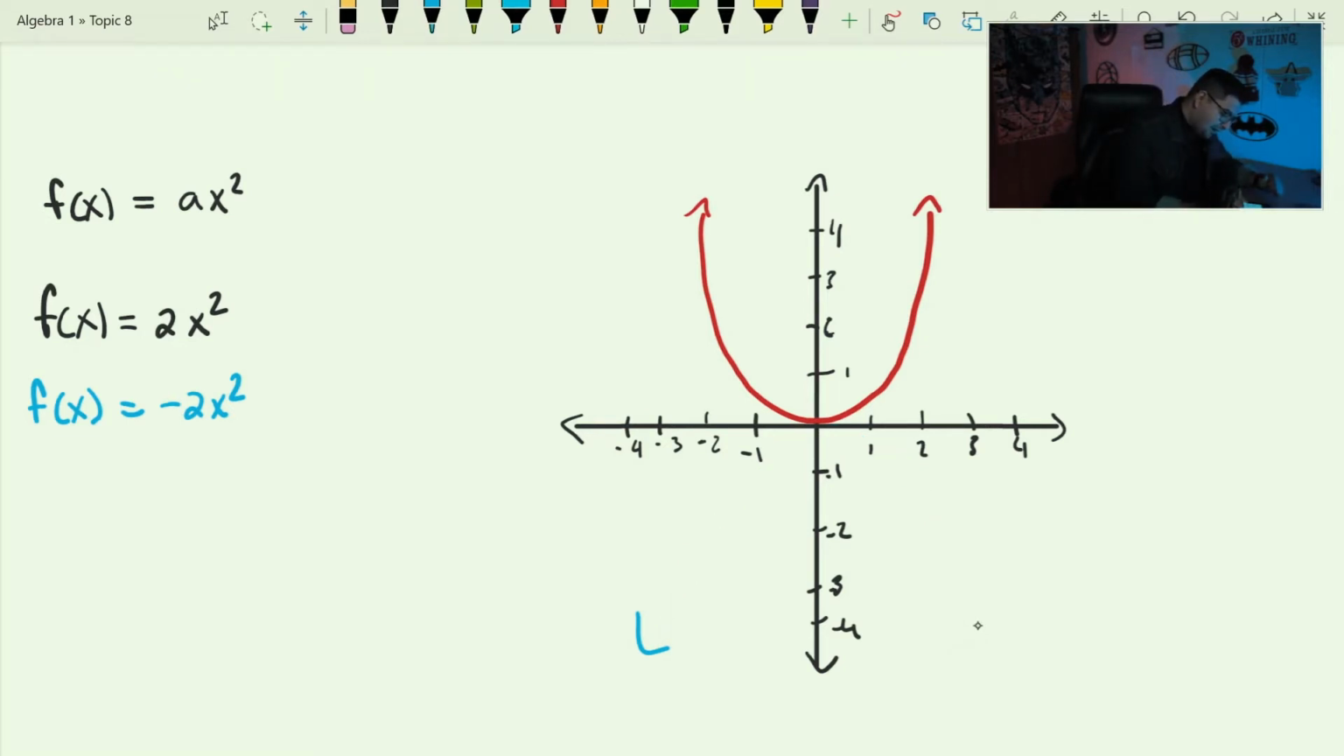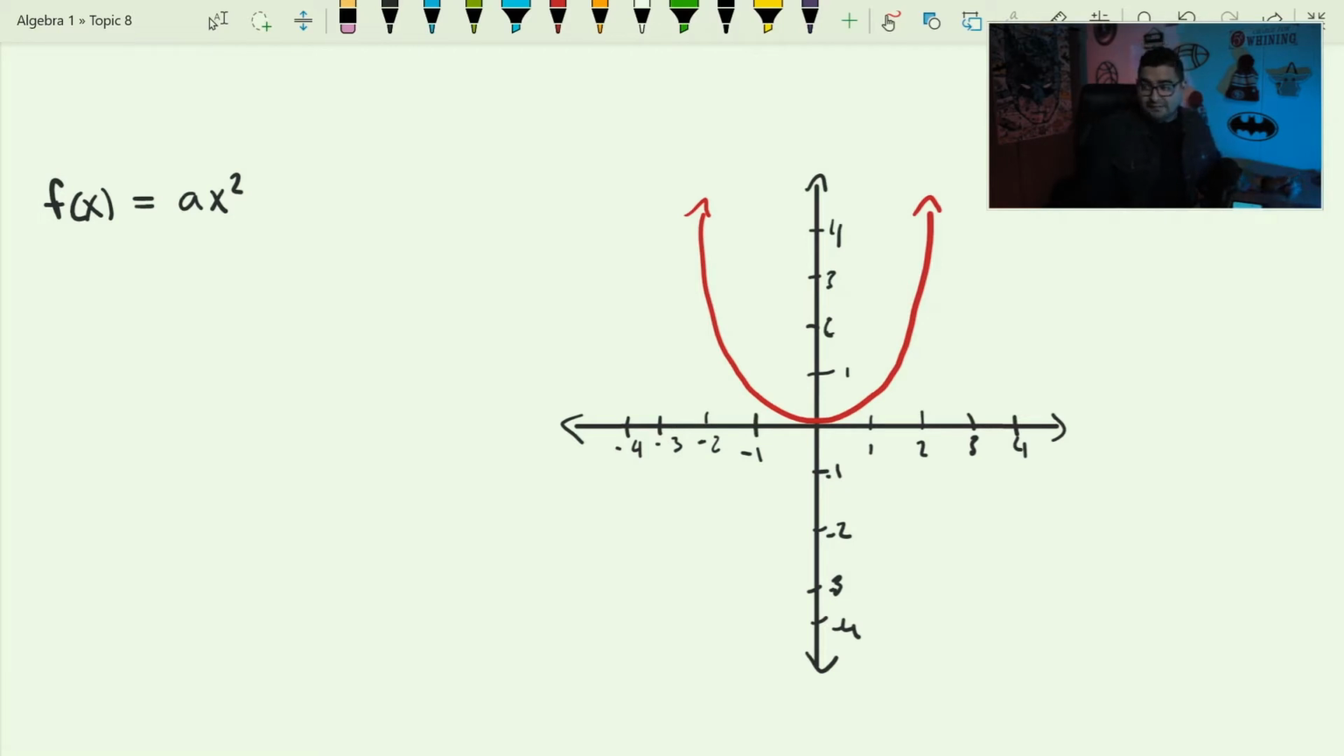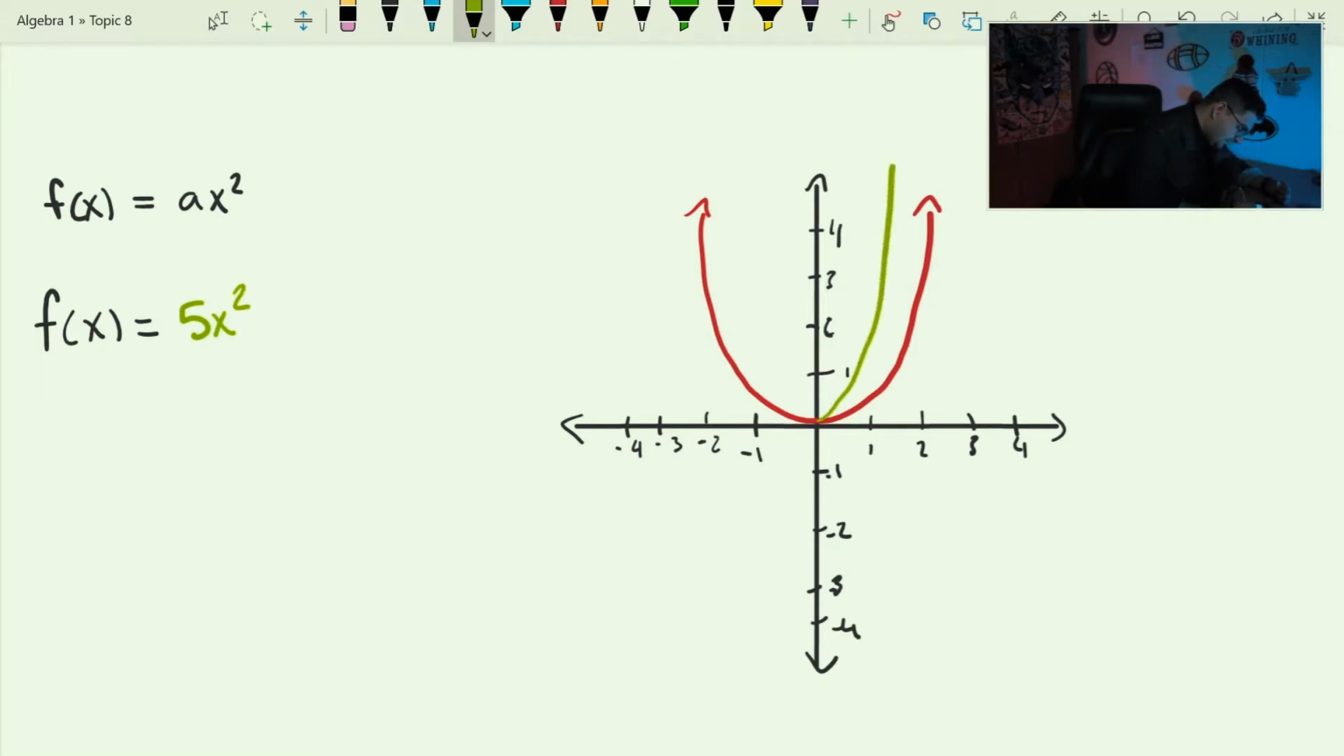Okay? All right. So the other thing that this number can change is how wide or how thin our parabola is. If this number is bigger than 1, the bigger the number, the thinner your parabola gets. Okay? So let's say I have f of x equals something like 5x squared, you're going to see a much thinner parabola than the one drawn here in red. Okay, the bigger the number, the thinner it is. All right, so that's one thing it does.